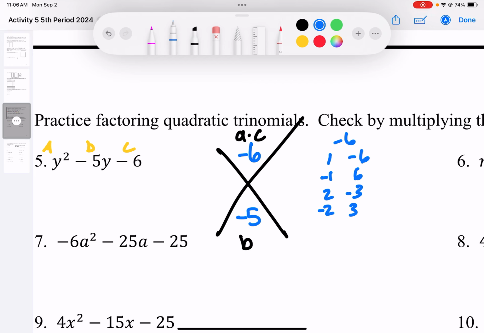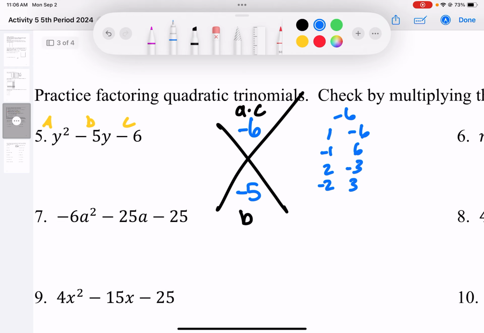So there's lots that could work for the multiplying part, the product part, and there's an infinite amount that could work for the addition part, but there's only going to be one set that matches this exactly. So if we were to add these two together, that first one equals -5. So that's what we want.